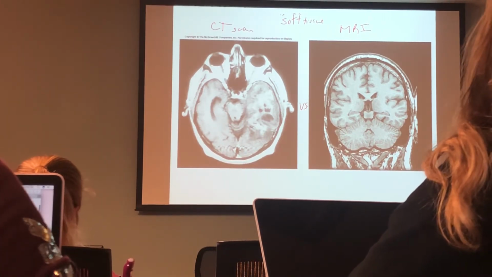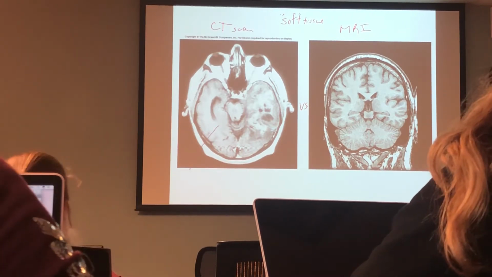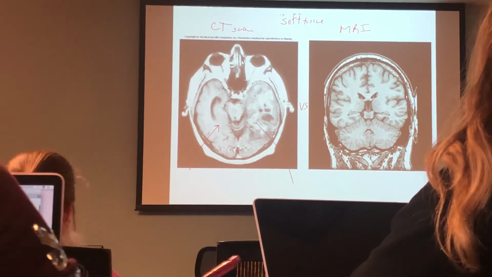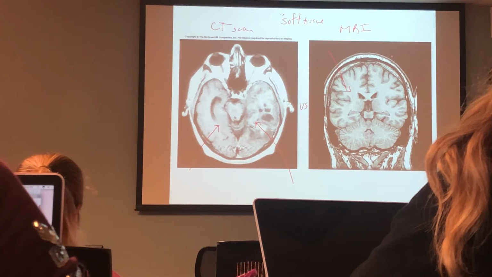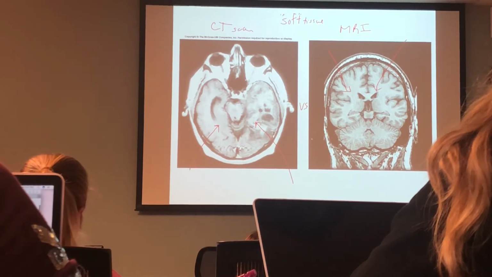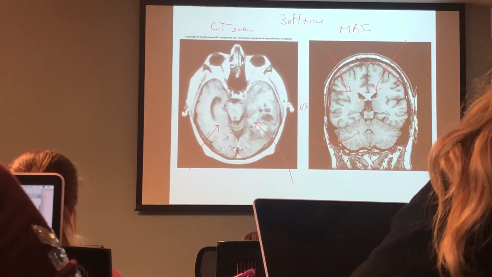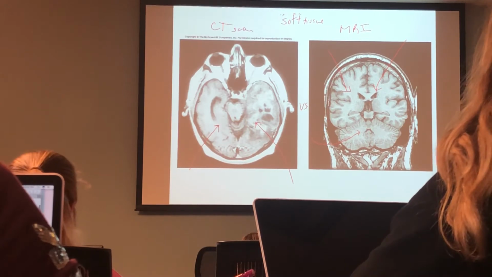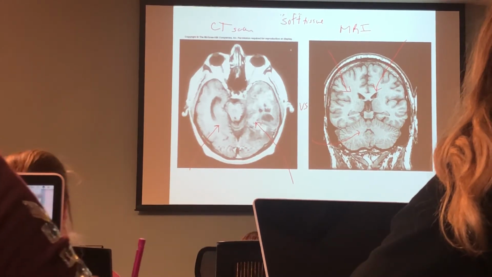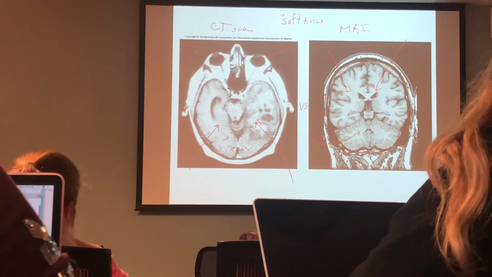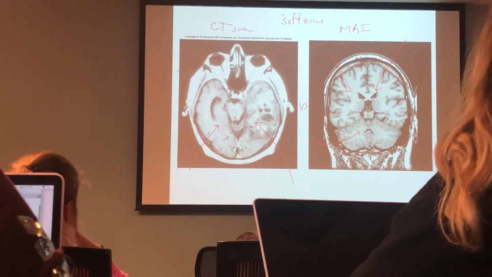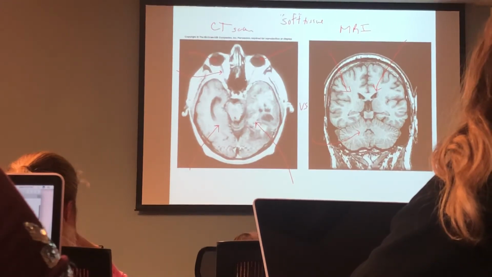If you look here, we can see evidence of what inside the cranial cavity? Brain. You can see brain tissue. From this angle, you can see an eyeball. You can see the optic nerve, things of that nature.